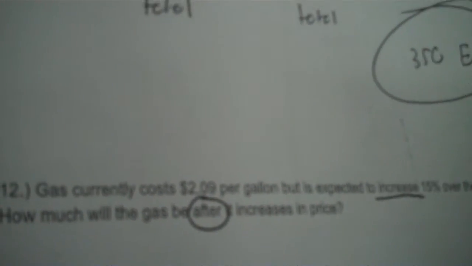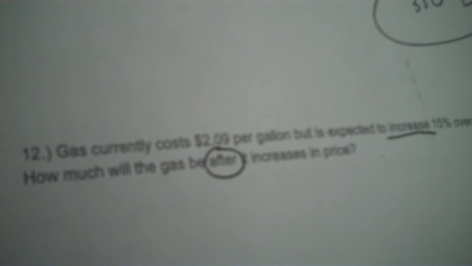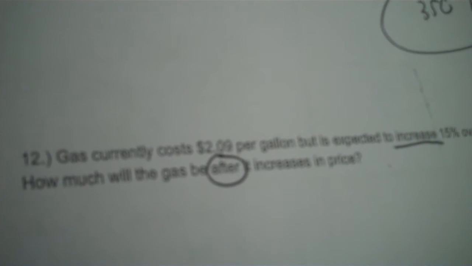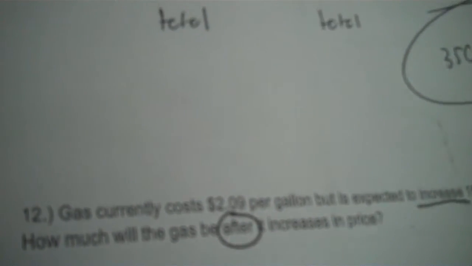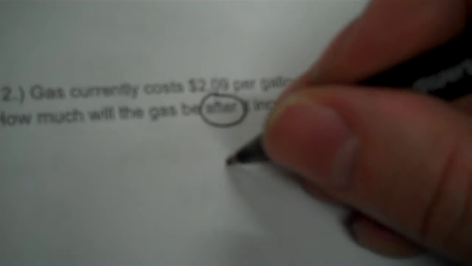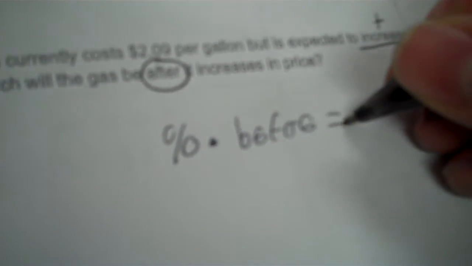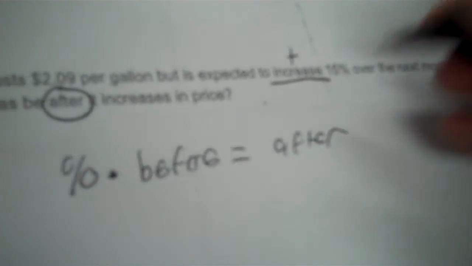Okay, number 12, gas currently costs $2.09 per gallon, but is expected to increase 15% over the next month. How much will the gas be after it increases in price? Okay, now the percent this time does not say "of," so don't line it up above the 100. Increase, that means plus. So, what equation do we have to go to? Percent times before amount equals the after amount.